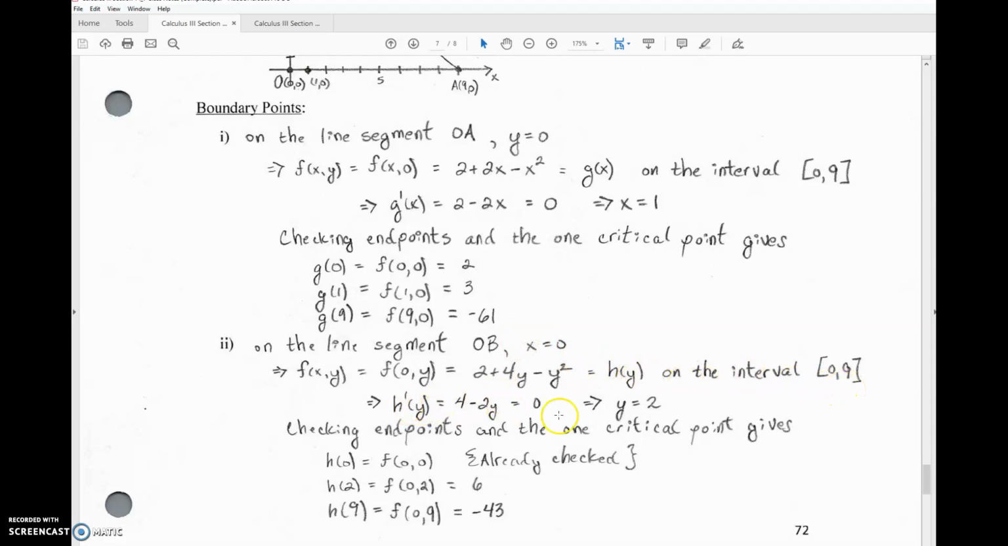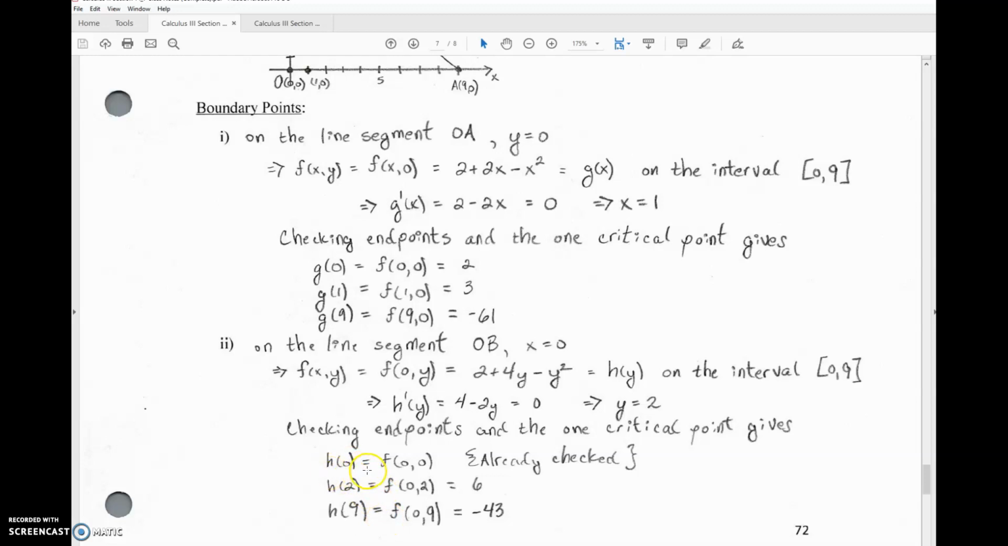So I can treat this as a Calc 1 type problem. Take h prime of y, set it equal to 0. I get y equals 2. So I need to check the two endpoints, 0 and 9. Of course, x is 0, so that's the points 0, 0 and 0, 9. And the critical point on the inside of that closed interval, y equals 2. In other words, that's the point 0, 2. So I check all 3 of those.